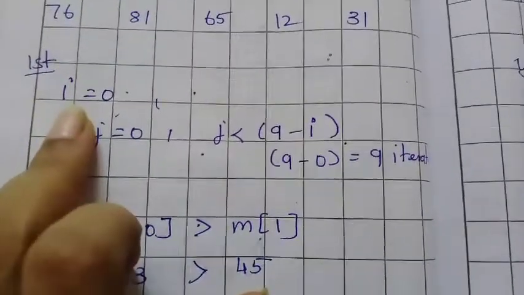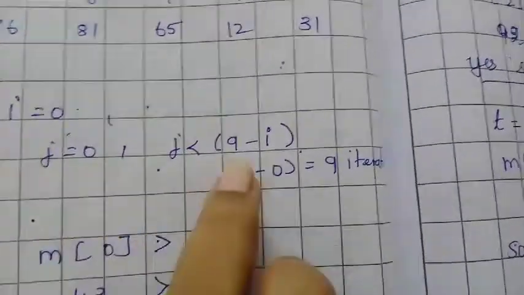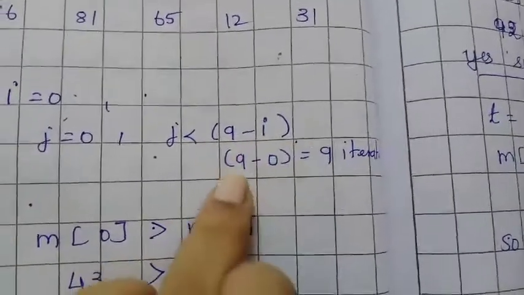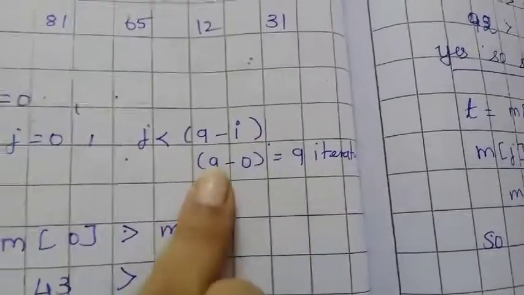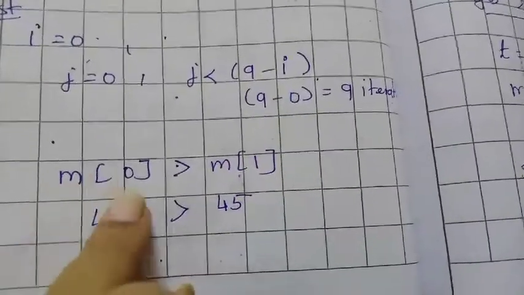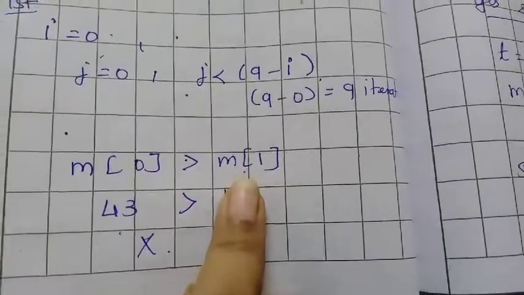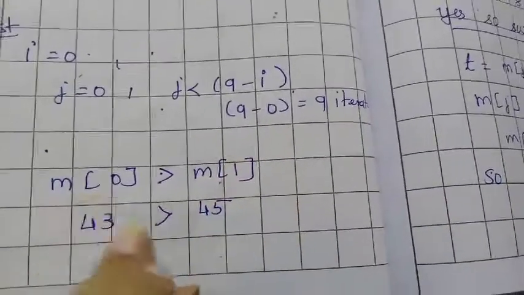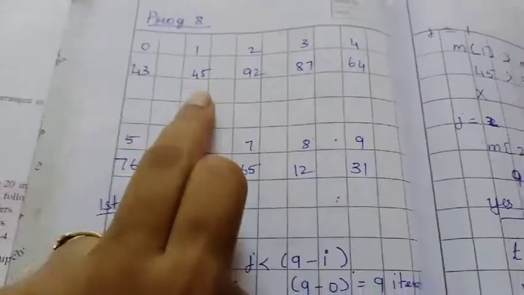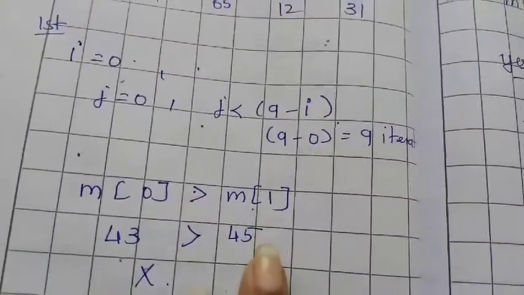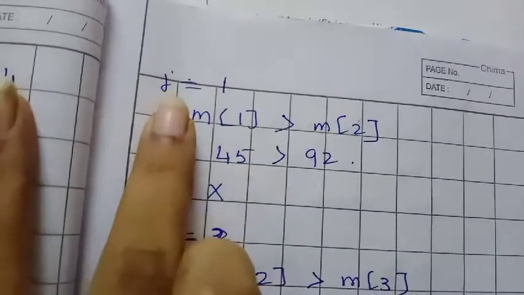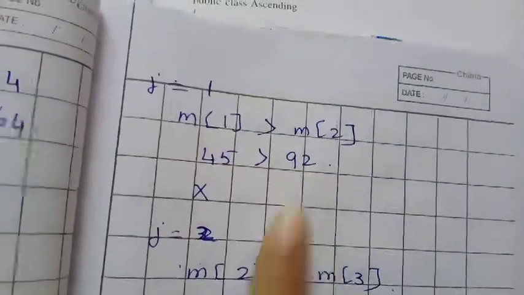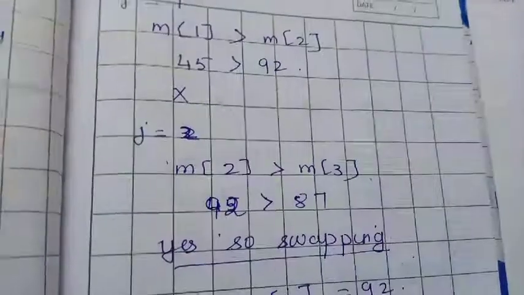In the first iteration, i is equal to 0 and j is equal to 0, and the condition is 9 minus i. 9 minus 0 is equal to 9 iterations. j is going to take 9 iterations. So first, is m of 0 greater than m of 1? We are going to say, m of 0, 43, is not greater than 45, so it won't enter into this if. Now for the next iteration of j, is m of 1 greater than 92? No.